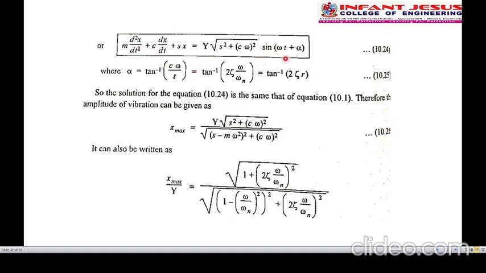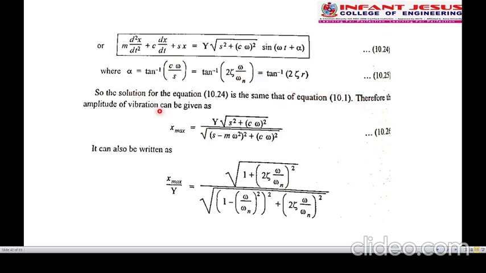Here alpha is equal to tan inverse of c omega by s, that is equal to tan inverse of 2 zeta omega by omega n, that is equal to tan inverse of 2 zeta r, where r is the frequency ratio. So this is the solution. The solution is the same as that of the equation before.